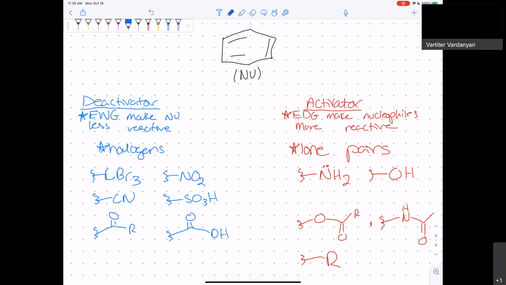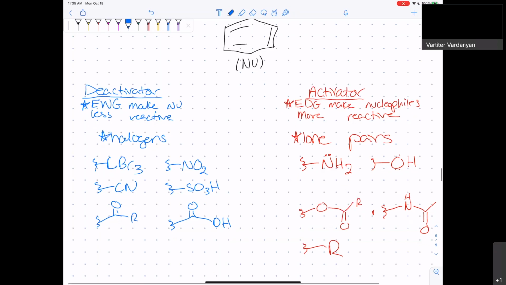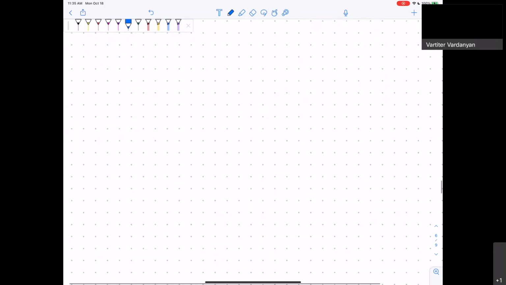Yes. The R group. Don't worry about it. If you have multiple rings, there's going to be a reason, and we're going to talk about it. But all right, so does everyone kind of understand what's the difference between an activator and a deactivator? Exactly. Okay, cool. So now we're going to talk about directing effects.